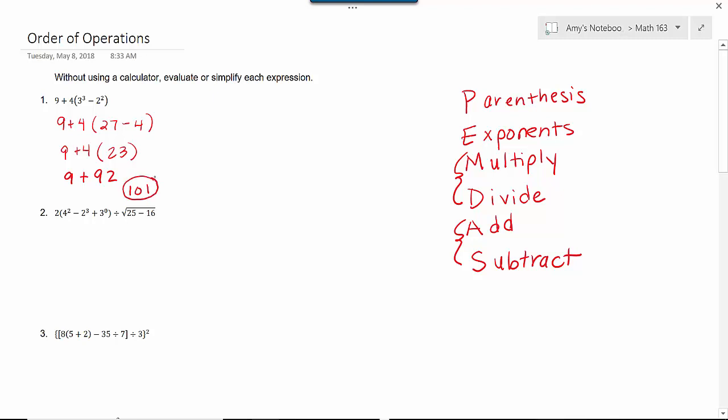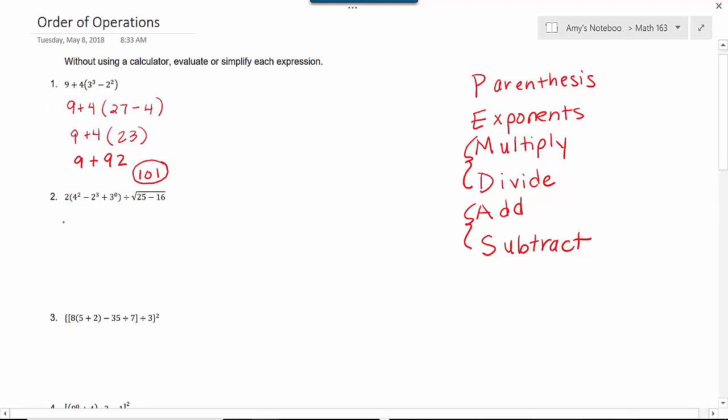Looking at number 2, we have 2 times 4 squared minus 2 cubed plus 3 to the 0 power divided by, and then we have a square root of 25 minus 16. We need to do everything inside parentheses first. So inside of these parentheses, we have 4 squared, 2 cubed, which is 2 times 2 times 2, which is 8, plus 3 to the 0 power.